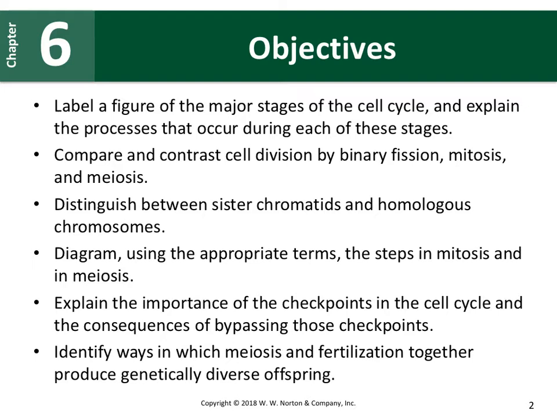We all have homologous chromosomes because we're diploid, one from mom, one from pop. Diagram using the appropriate terms the steps in mitosis and meiosis. Explain the importance of the checkpoints in the cell cycle. Identify ways in which meiosis and fertilization together produce genetically diverse offspring during sexual reproduction.